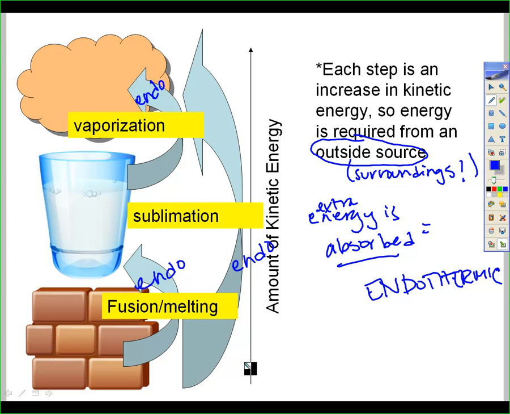So again, if I want to go from 0 joules to 100, going from a solid to a liquid in the process of fusion, I'm going to need to do 100 minus 0, final minus initial. I'm going to need 100 joules. I'm going to need it from somewhere. So I'm going to have to get it from the surroundings.